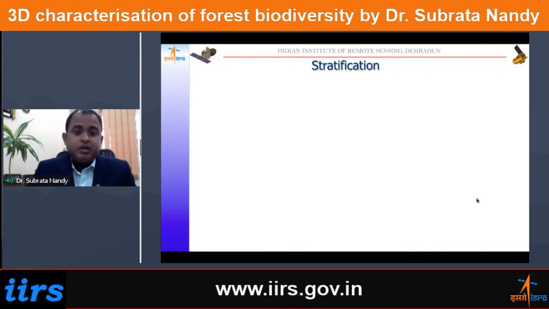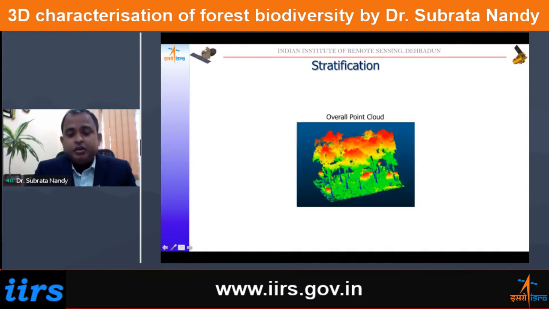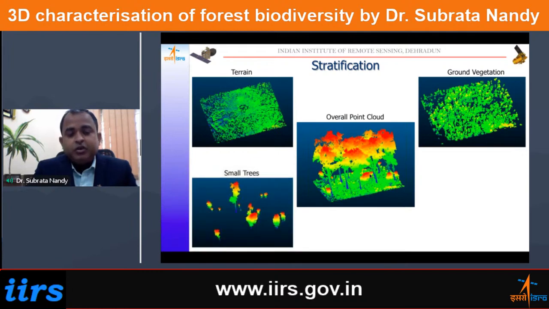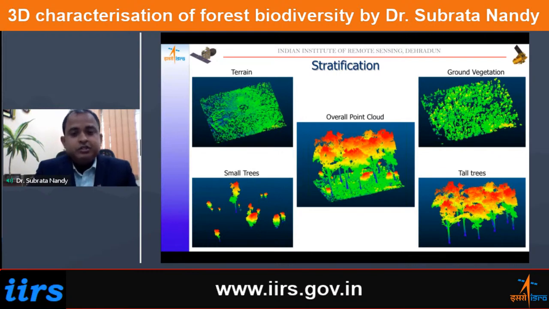Moreover, stratification also can be done. Now suppose this is the overall point cloud data. From this I can separate terrain, then I can separate the ground vegetation. So this is based on height, so all the structures I am getting, and then the low height trees or the small trees and the tall trees. So this can be separated into these 4 components. Of course, it will be more based on the stratification of the forest.